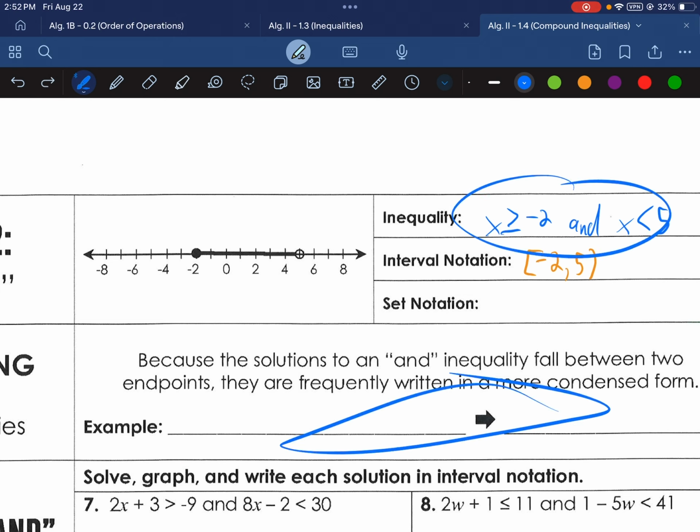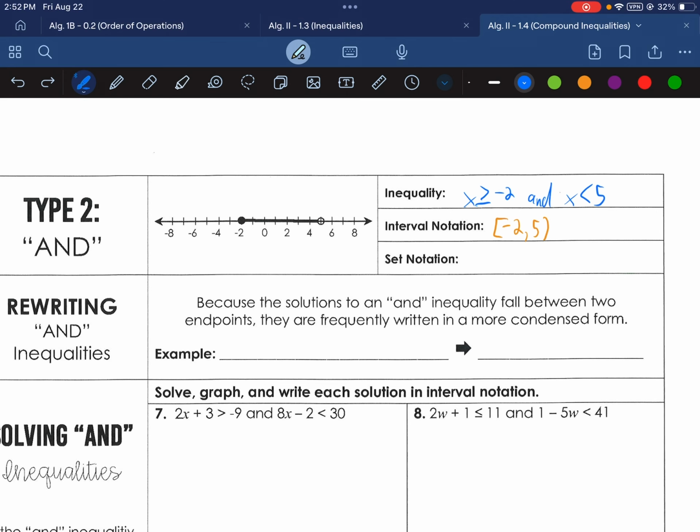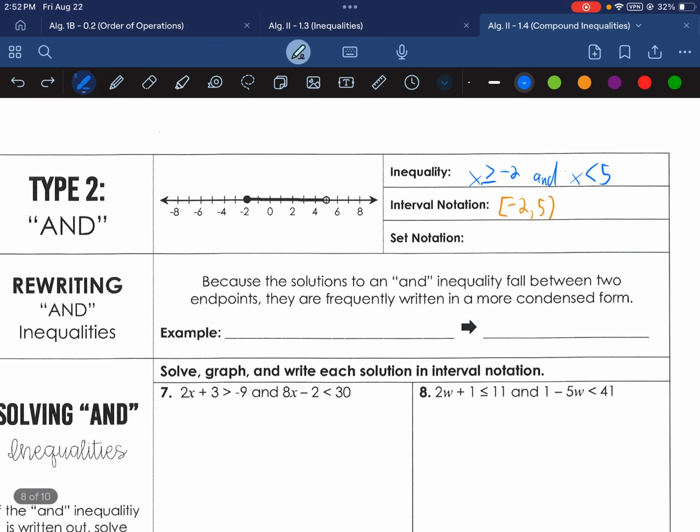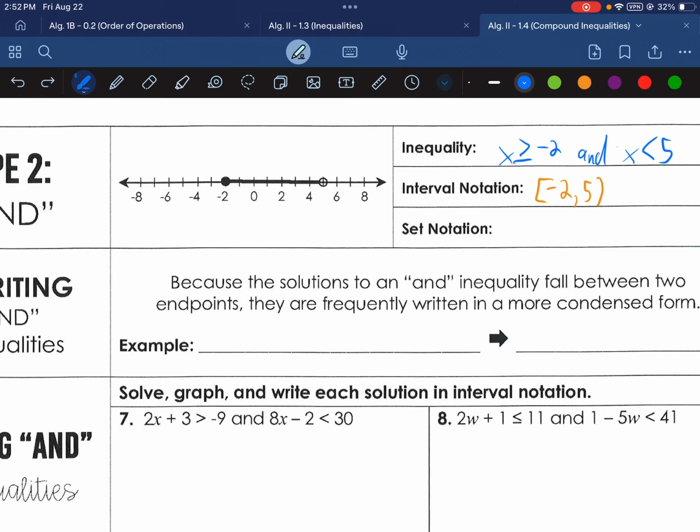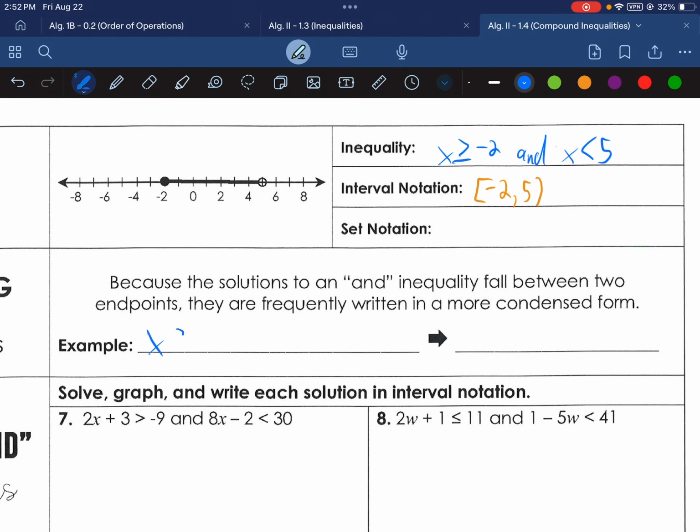So because the solutions to an and inequality fall between two endpoints, like we see here up on the graph, they are frequently written in a more condensed form. And this is the form I'm going to want you to write these in. Okay, I'm going to require you to write them in. So the example up above is that x is greater than or equal to negative 2, and x is less than 5. So that's the same example we have right up here, okay? Now, what I want you to do is write it like this.